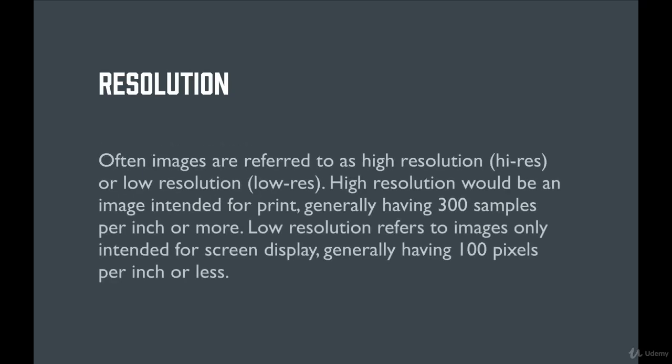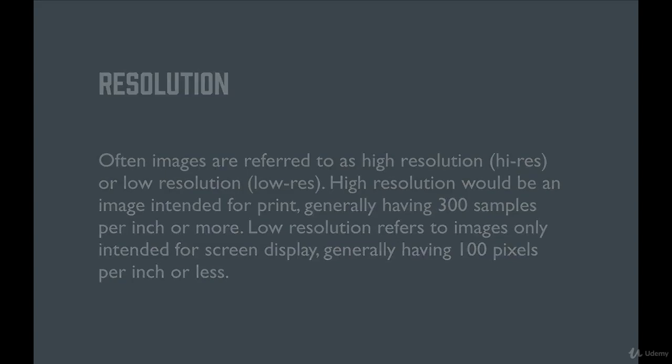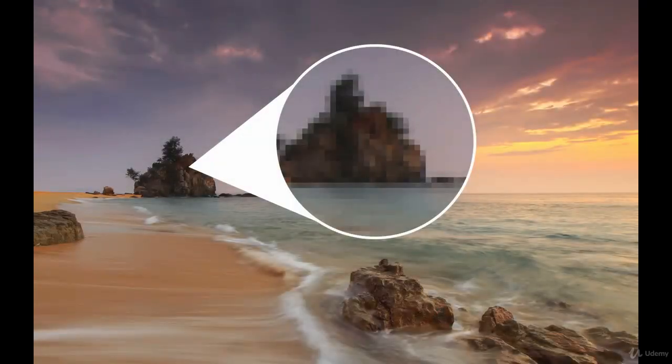Often images are referred to as high resolution, or high res, or low resolution, low res. So this poster is going to be a high resolution file. It's going to have 300 dots per inch, whereas some of the web-based projects we'll do down the road will be low res at 72 dots per inch. So if you tried to print that low res image with only 72 dots per inch, it's going to look really jagged and what we call pixelated, where it doesn't look smooth and the colors don't look very good.